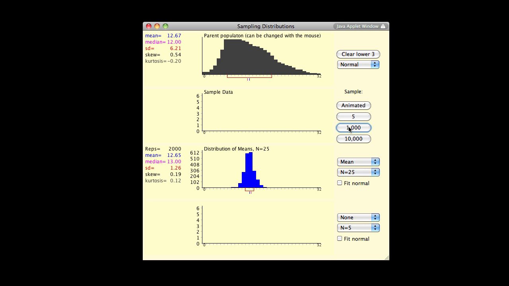And the more tests that you do, the more it's going to approximate a normal distribution. So as you see, as we do more and more tests, it's going to look more and more like a normal distribution. And this is why the n really needs to be greater than 30. You can also click Fit Normal, and it will show you the normal distribution curve next to your distribution itself.